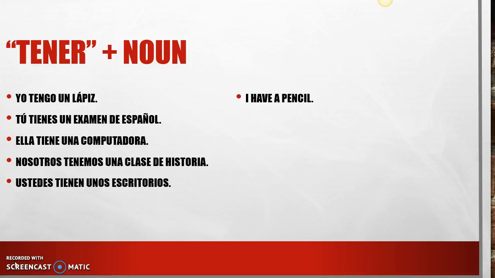Yo tengo un lápiz. Since our subject is yo, we conjugated tener in the yo form. Yo tengo is I have. The noun, or what is being possessed, is a pencil, un lápiz. Yo tengo un lápiz is I have a pencil.